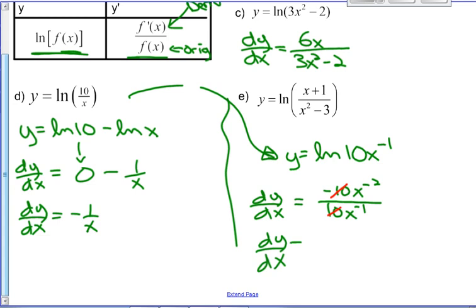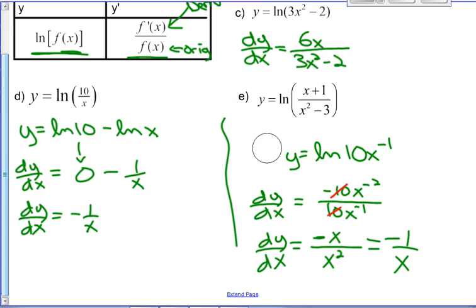Okay. That x to the negative 2 really should live on the bottom. That x to the 1 should live on the top. This is negative. Same answer, but more painful. Better to use the log laws.